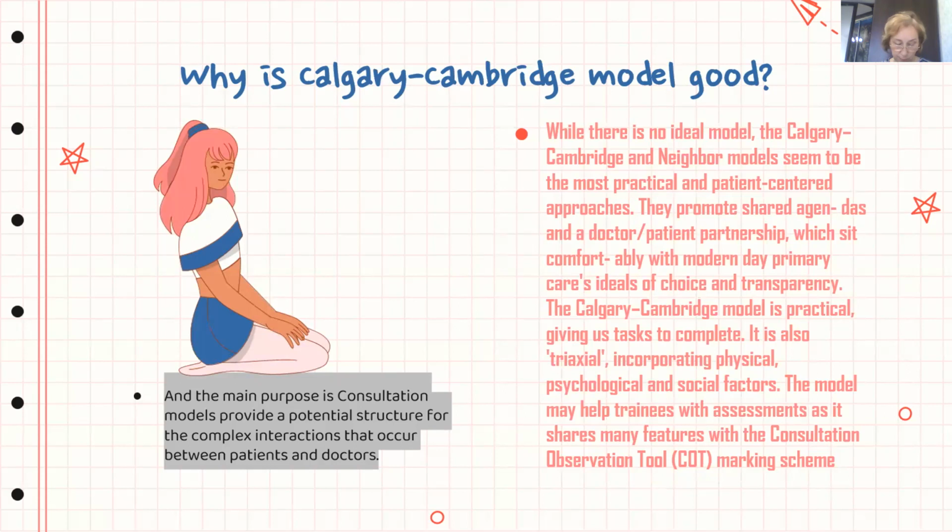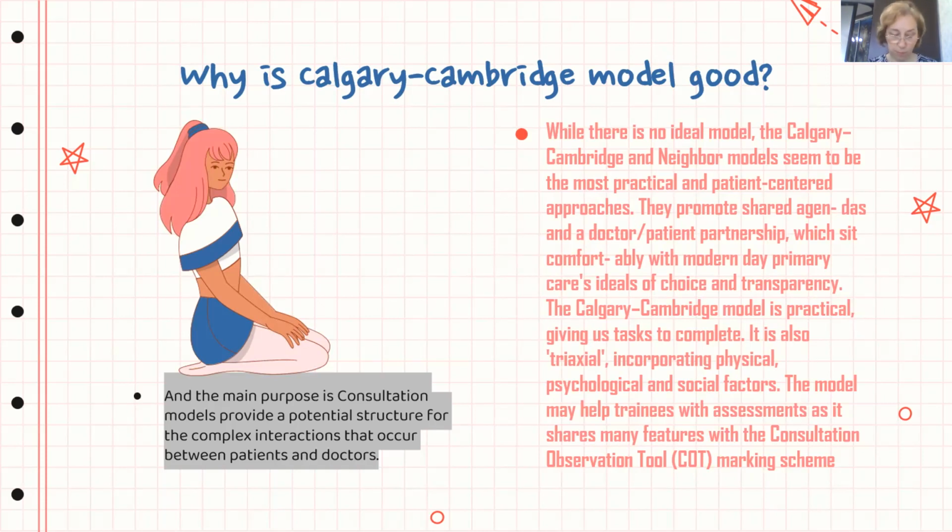Why is the Calgary-Cambridge model good? While there is no ideal model, the Calgary-Cambridge model seems to be the most practical and patient-centered approach. They promote shared decision making and a doctor-patient partnership, which sits comfortably with modern-day primary care's ideals of choice and transparency. The model is practical, giving us tasks to complete. It is also practical in incorporating physical, psychological, and social factors. The model may help trainees with assessment, as it shares many features with the consultation observation tool.